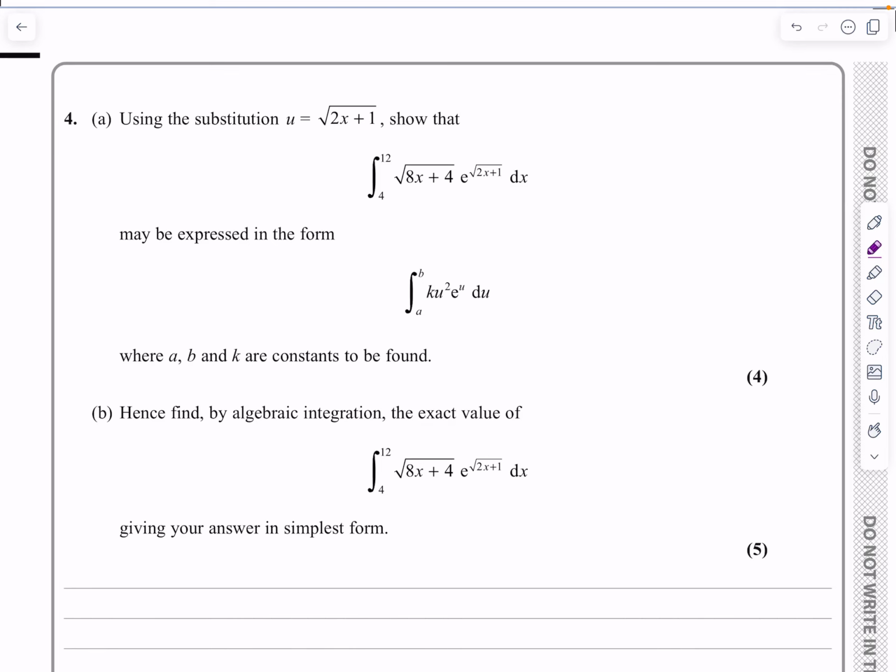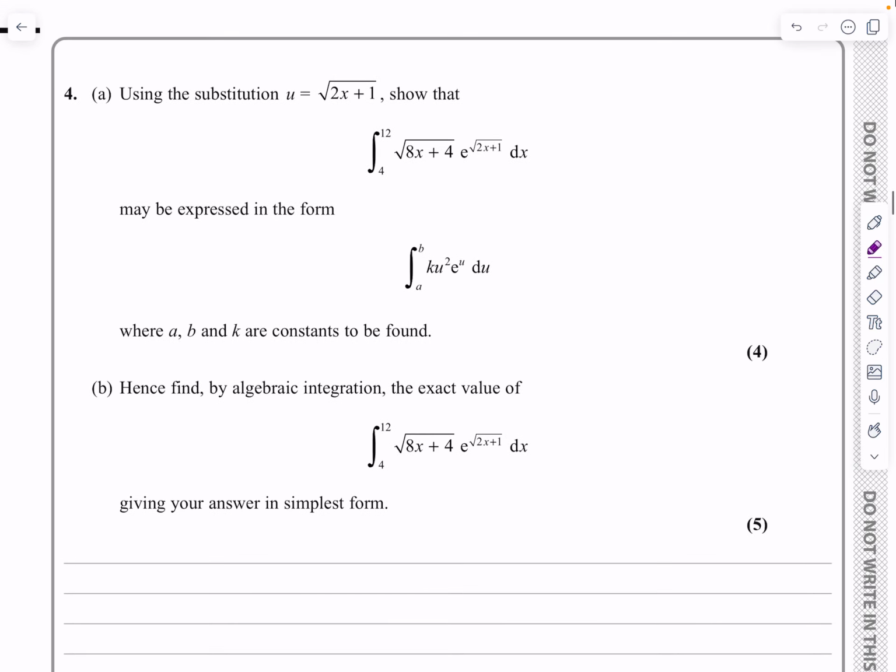Okay, this is the P4 paper from January 2023. It's question number 4, and as we can see, this is an integration question. For part A, we're actually going to be doing substitution, and part B, once we've rearranged to make that one there, that's going to be an integration by parts. But let's have a look at part A first of all.